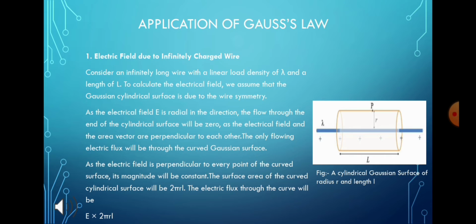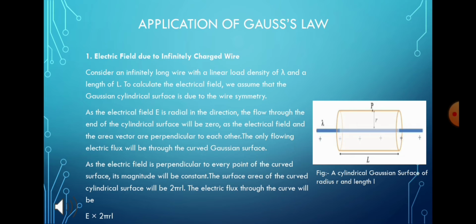Consider an infinitely long wire with a linear charge density of lambda and a length of L, as you can see in the diagram. To calculate the electric field, we assume a Gaussian cylindrical surface due to the wire's symmetry. As the electric field E is radially directed, the flux through the ends of the cylindrical surface will be zero, as the electric field and the area vector are perpendicular to each other. The only electric flux will be through the curved Gaussian surface.